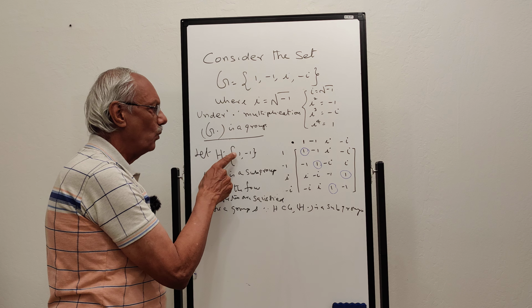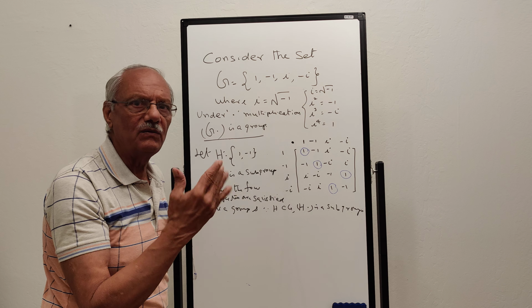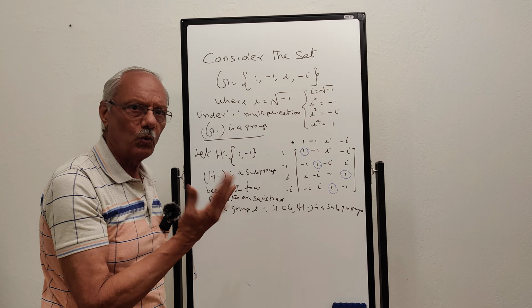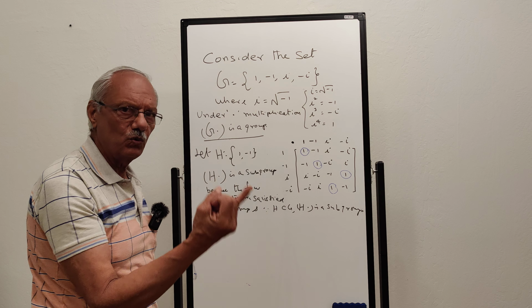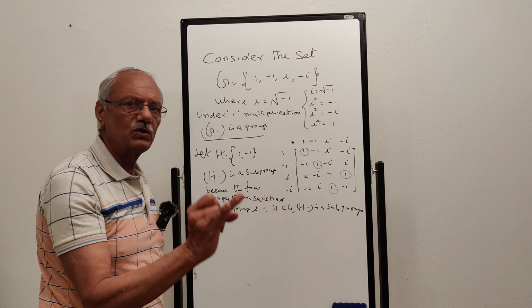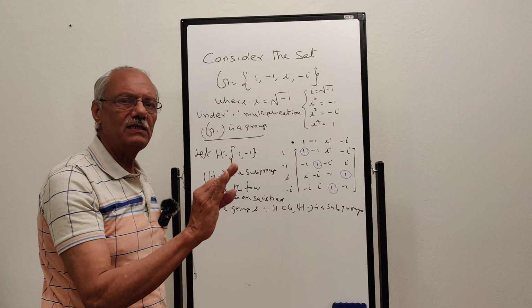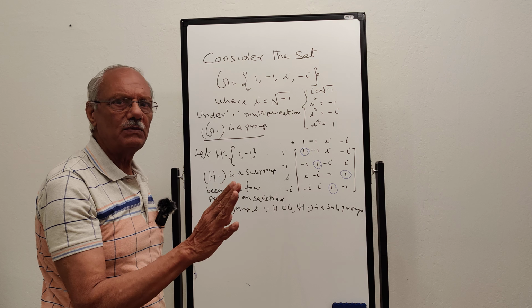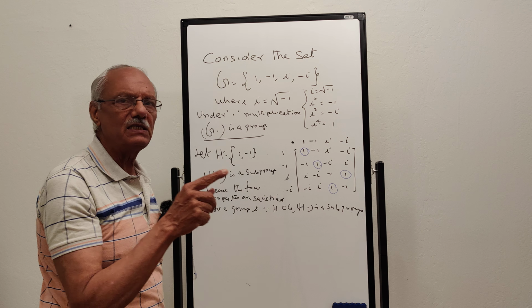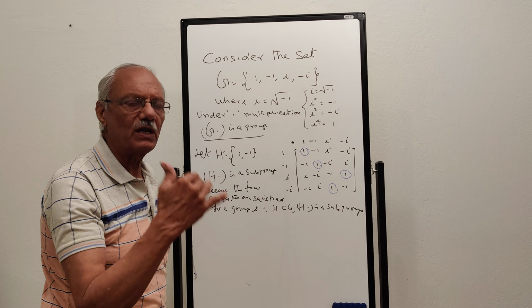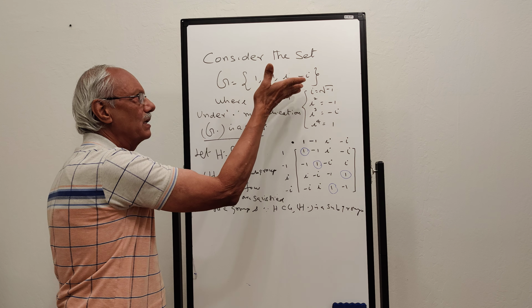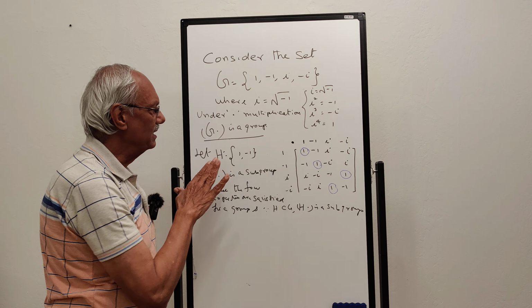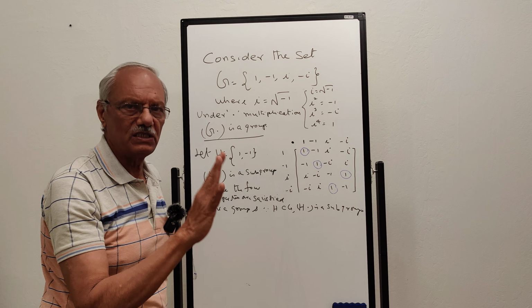That means 1 into 1 is 1. What is the inverse of 1? 1. What is the inverse of minus 1? Minus 1. So the 4 properties: closure property satisfied, associative property satisfied, the identity element is present, and inverse elements are also present. Therefore, H is a group by itself under the operation dot, and since all the elements are elements of G, this H is a subgroup of G.